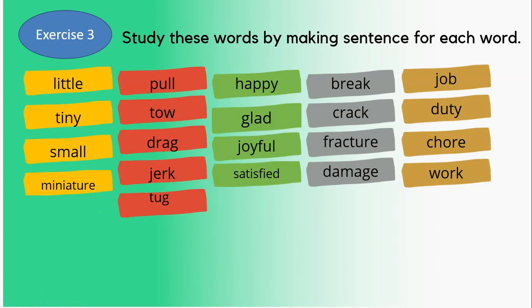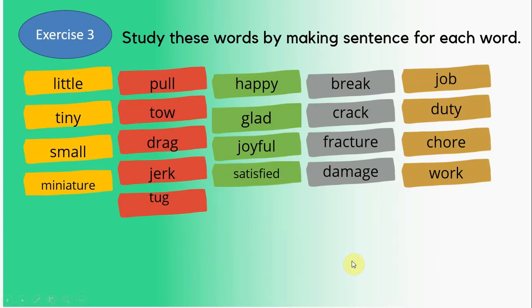Okay, for example, I have a small flower. It will be different from I have a miniature flower, right? Okay.